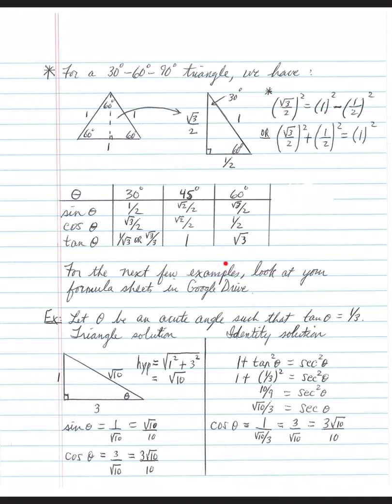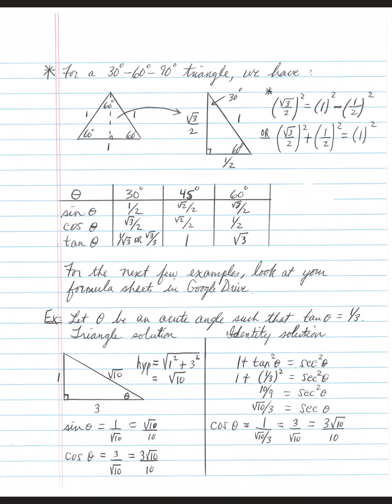And so for the next few examples, be sure to access the formulas, and there are several other documents in Google Drive that will help you out. One of them will contain this chart. Just have it handy. Example, let theta be an acute angle such that tangent of theta is equal to 1/3.